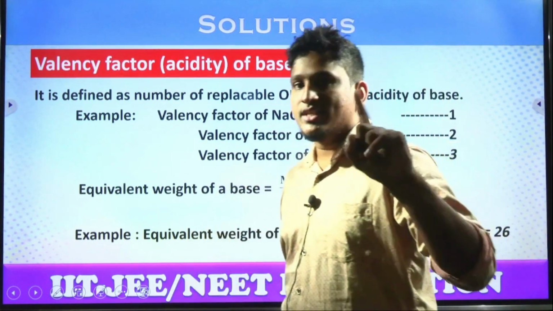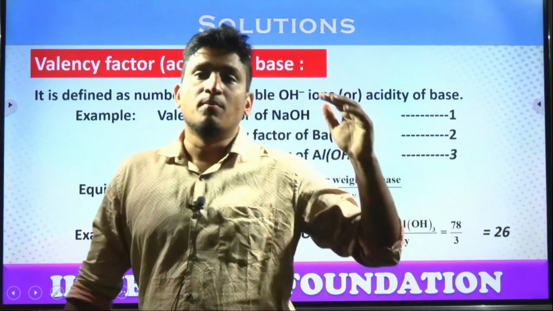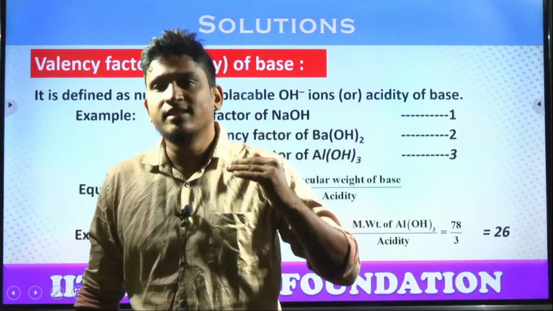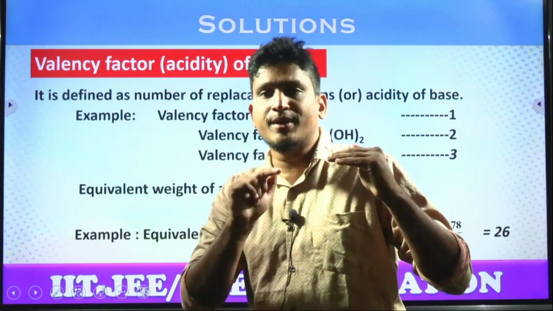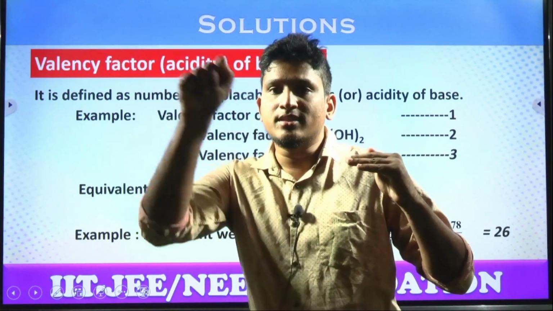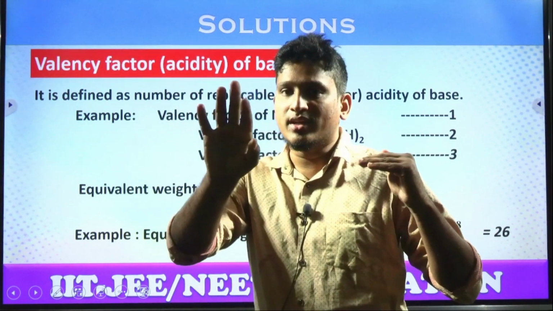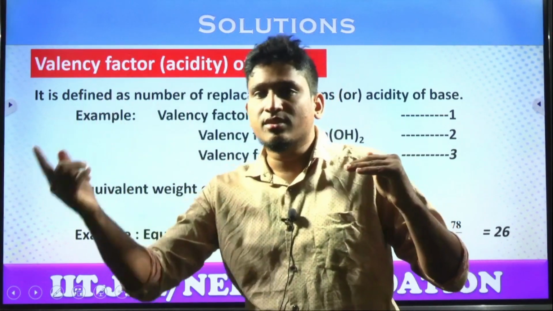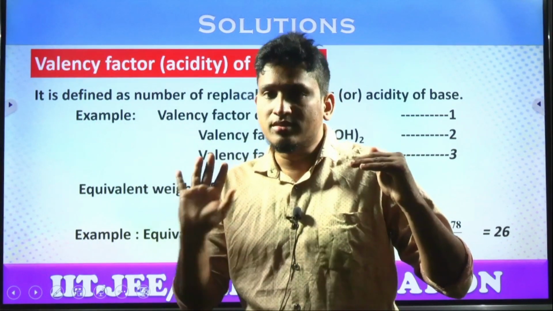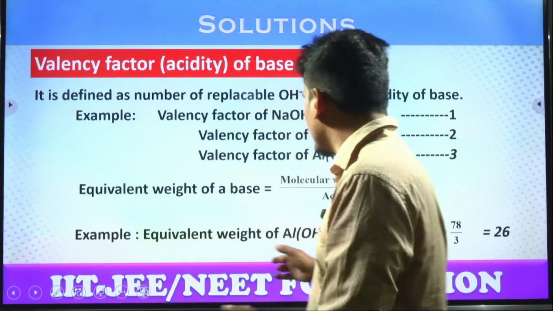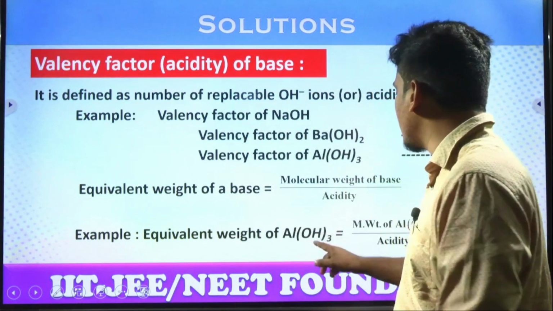So once again, what is the equivalent weight formula? Molecular weight by the valency factor. What is this valency factor coming from? Basicity of acids or acidity of bases? Don't confuse. Number of H plus ions released by acids or number of OH minus ions released by a base. Very simple. So equivalent weight of aluminum hydroxide, Al(OH) taken thrice.